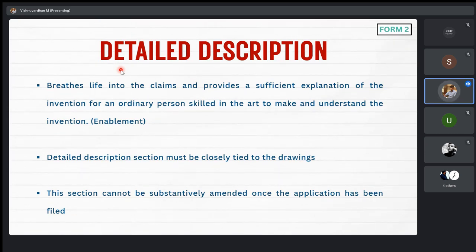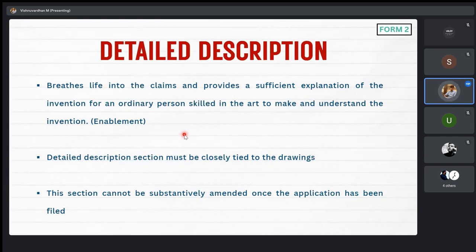Okay. So detailed description, like I told you, it's like the PhD thesis of your application. It has to be very detailed. It breathes life into the claims and provides a sufficient explanation of the invention for an ordinary person skilled in the art to make and understand the invention. This is called enablement. Where another engineer reading my detailed description, he should be able to recreate the whole invention. Okay. It has to be that detailed.